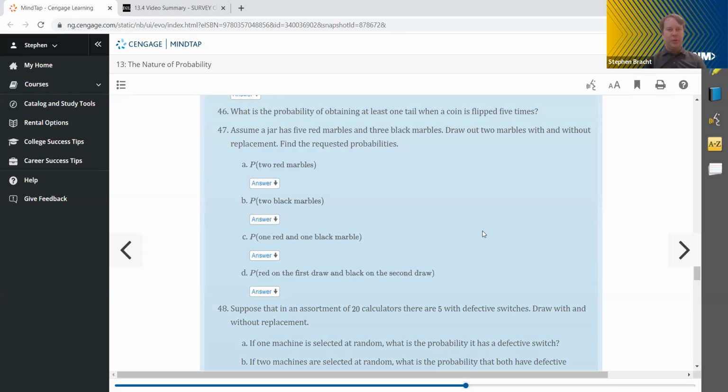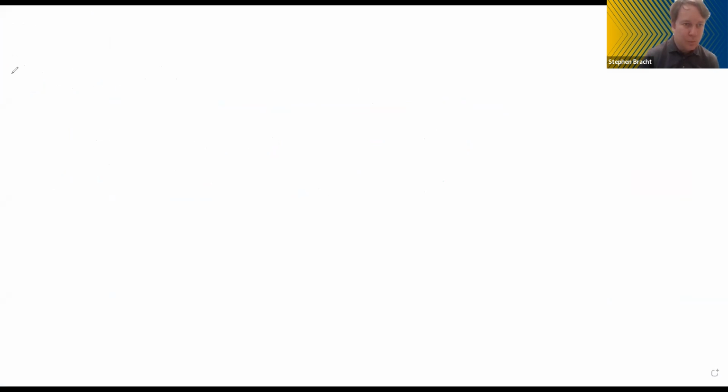So we would just want to go over these questions. Let's start with part A. What's the probability of selecting 2 red marbles? And there's going to be 2 answers here. We want to look at what the answer would be if it's with replacement, and what the answer would be if it's without replacement, because you're going to get a different answer either way. So let's take a look. This is 47. So just to be clear, I've got 5 red marbles, right? Three black marbles.